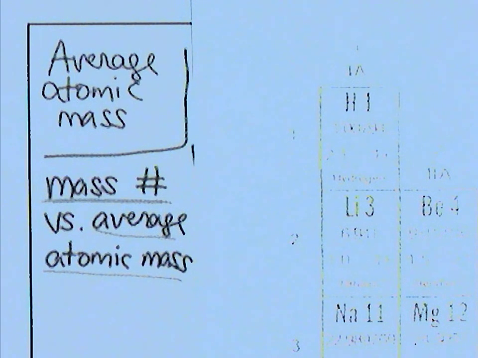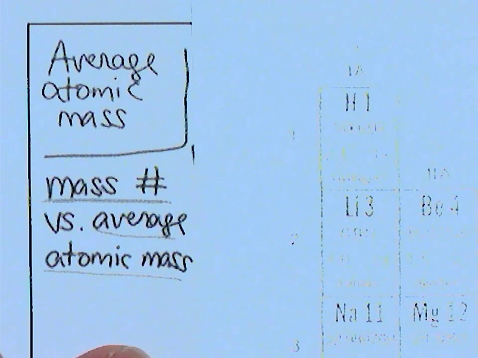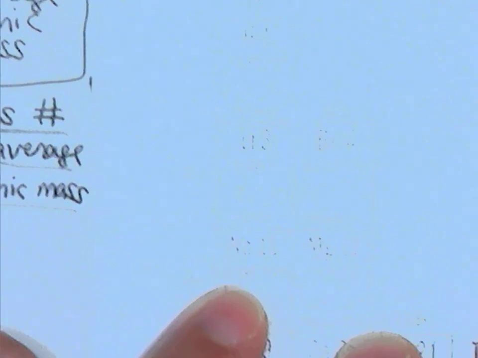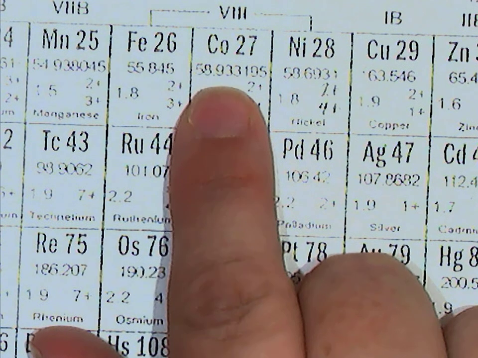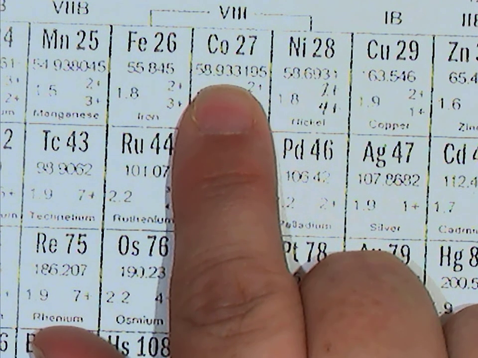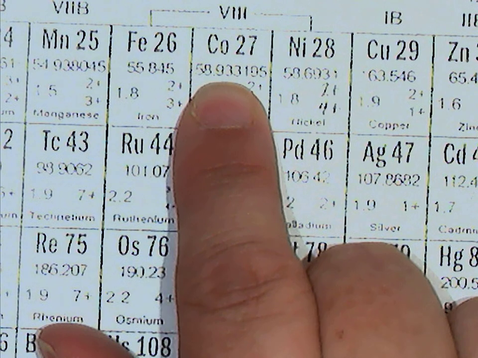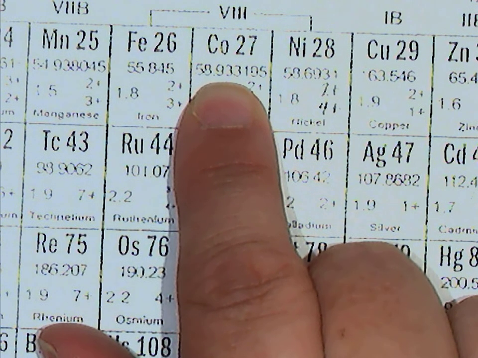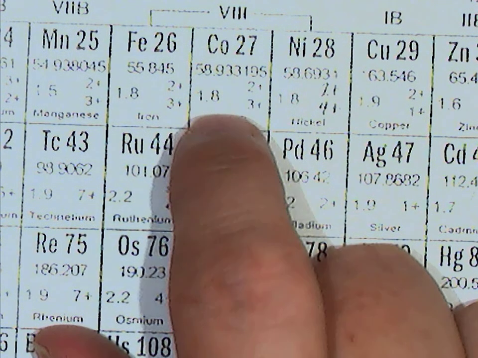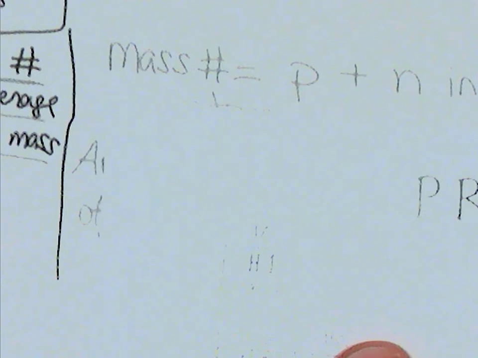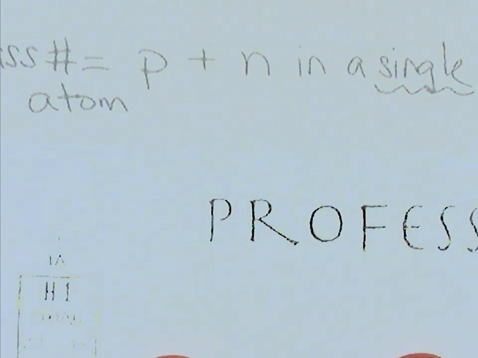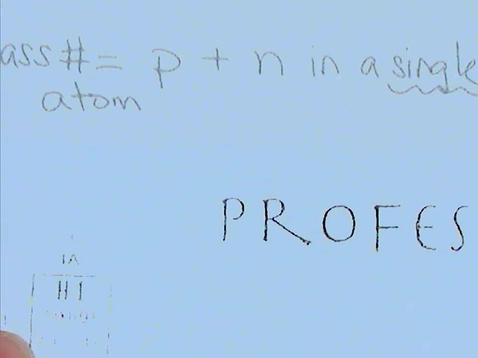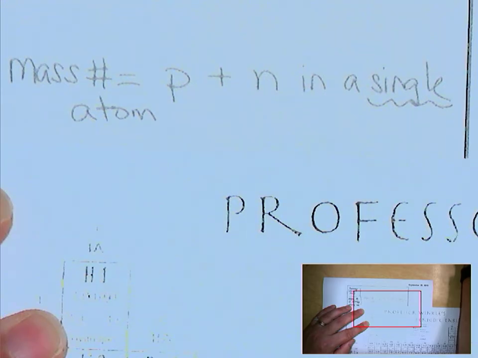And some of you have gotten confused because if you look at the number underneath the symbol on the periodic table, in middle school they may have taught you that that's the mass number, and that is not true. So remember, we learned last week that mass number cannot be found on the periodic table. So mass number is simply adding up the protons plus the neutrons in a single atom. Okay? So if you were to take a nucleus and look inside and add up protons and neutrons, that's mass number.